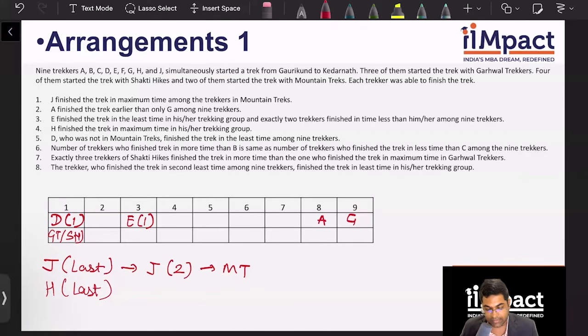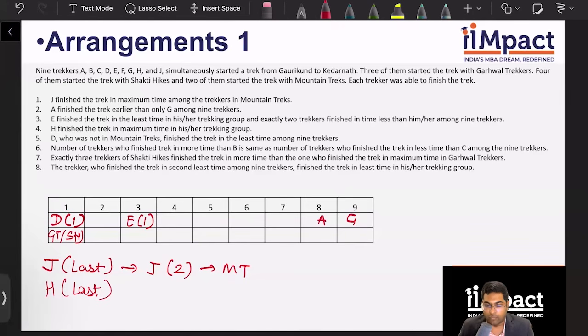Now, clue number 6 is very interesting. The number of trekkers who finish the trek in more time than B is the same as the number of trekkers who finish the trek in less time than C. Now, guys, with this, what can I say? Can I say that the sum of positions of B and C will be 10? Yes.